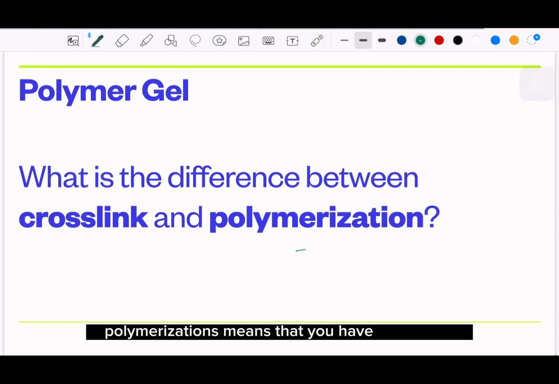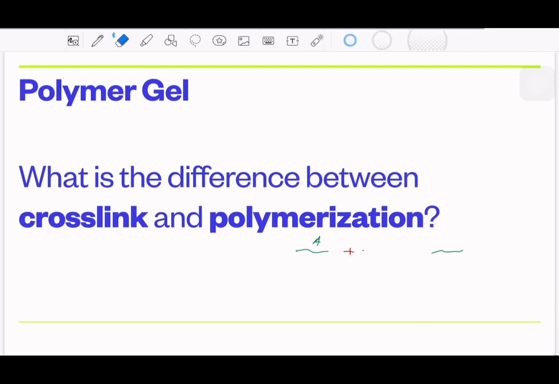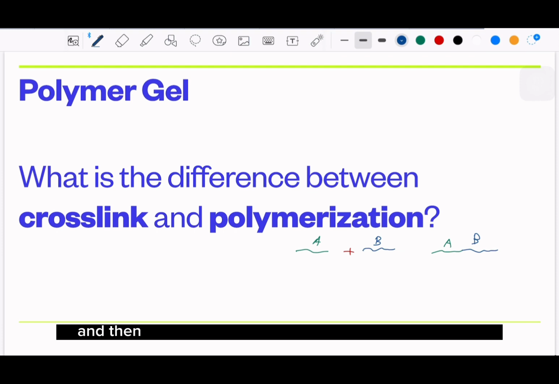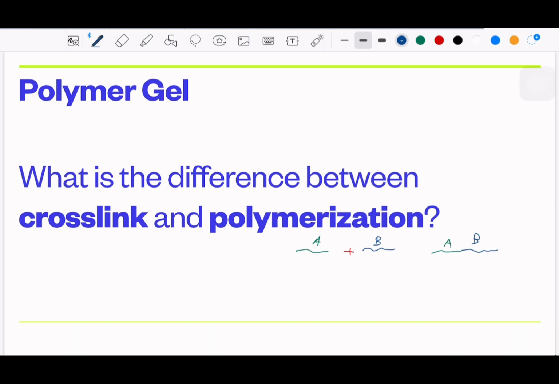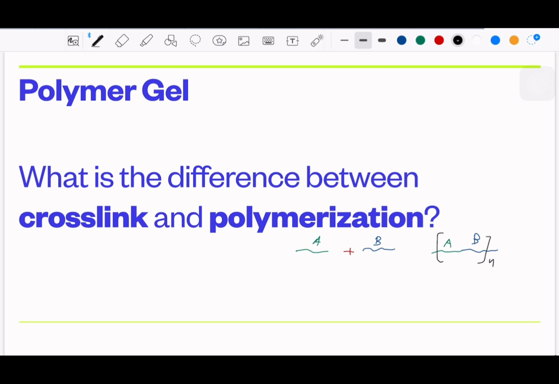Polymerization means that you have monomers, right? You plus this, and then let's say this is A, B, for example. And then you have this AB, right? A, B. And then depends on how many iterations you can have to end, right? This is the repeat unit, right? And how many repeat units we will have will determine how much the weight is, right? But what is cross-link? If you think of cross-link as a polymerization, it is polymerization. But let me answer after the break.